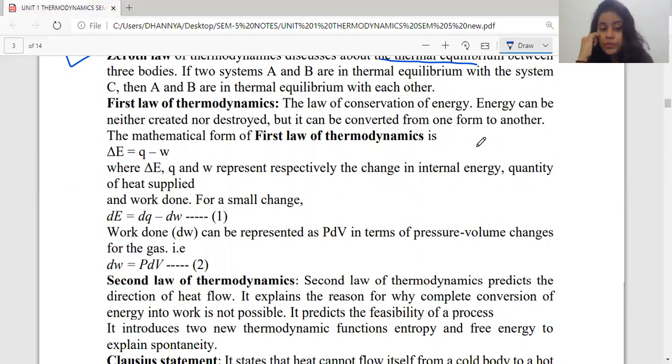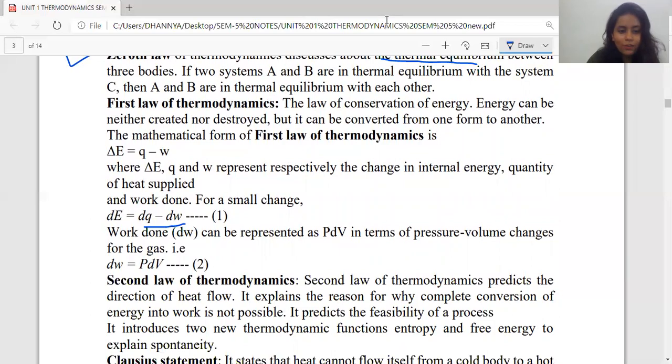So according to the law of conservation of energy, what was the first law of thermodynamics? The internal energy change, delta E, is going to be dependent on Q minus W. Here Q is the quantity of heat that I'm supplying, W is the work done, and delta E is the internal energy change that I'm going to take into consideration. So dE is equal to dQ minus dW.